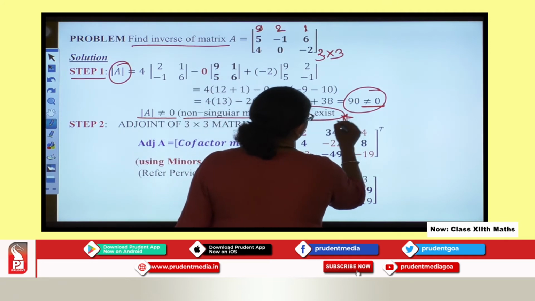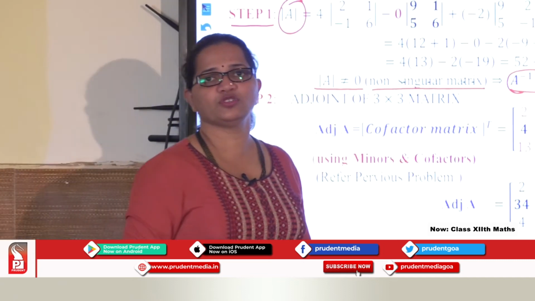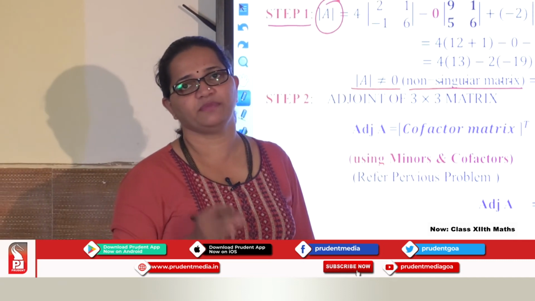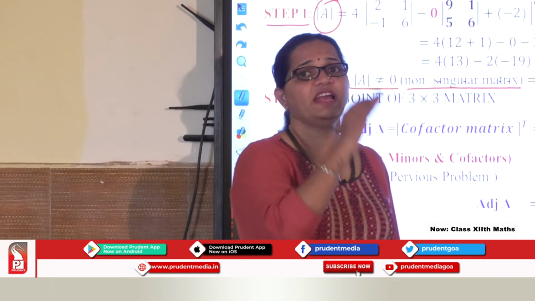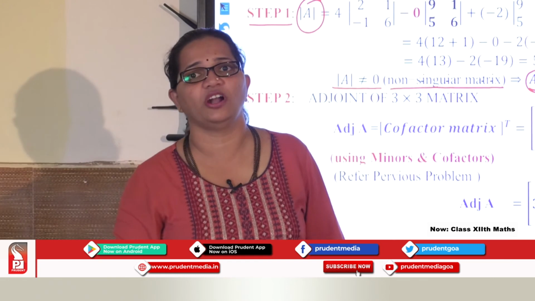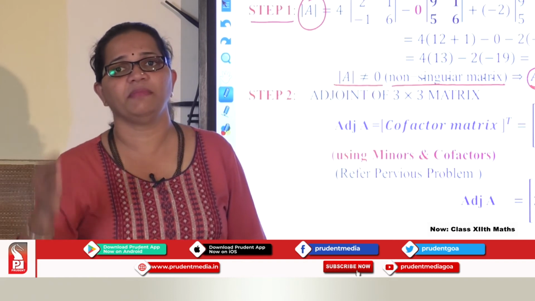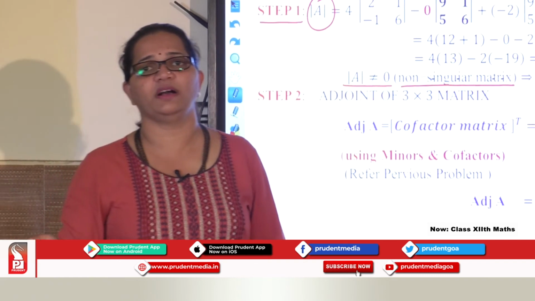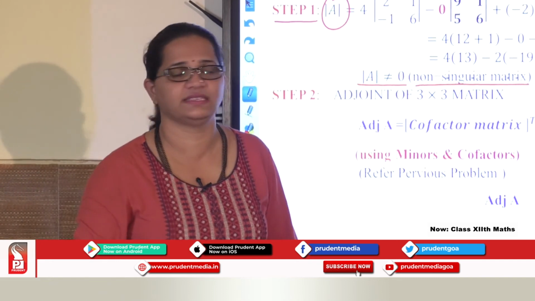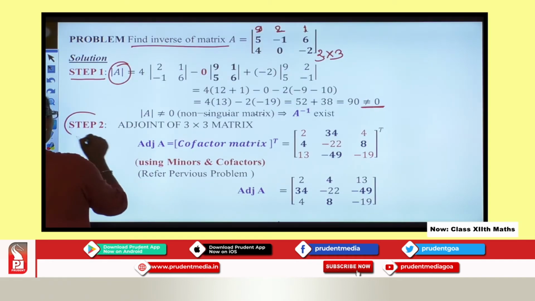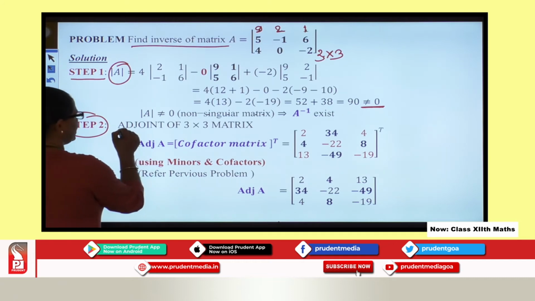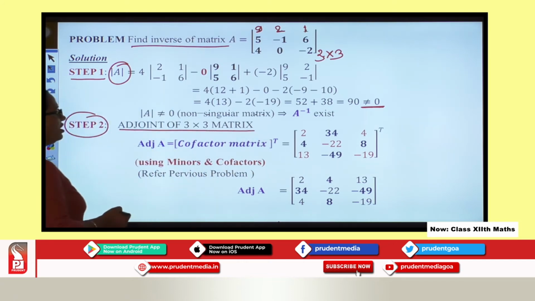This is very important to state, and in the exam there are marks for this step. It is very important to say the determinant of A is not equal to 0, hence it is a non-singular matrix, hence the given matrix is invertible, or you can say A inverse exists. We go to step 2. What does step 2 tell you? Step 2 tells us to find the adjoint of the 3 by 3 matrix. The moment you say 3 by 3 matrix, minors and cofactors come into the picture.